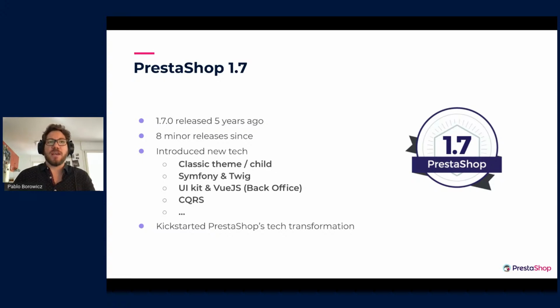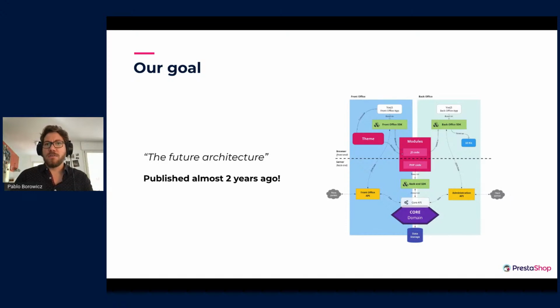And 1.7 introduced a lot of new tech. The classic theme, the concept of child themes for the front office, the Symfony migration with Twig, UIKit, Vue.js in the back office, CQRS, and a lot of new stuff that was brought with 1.7. But most importantly, 1.7 kickstarted PrestaShop's technical transformation. Our goal was already communicated to all of you through a series of blog posts on Build. And the future architecture, whose image you can see there on the right, was published almost 2 years ago now.